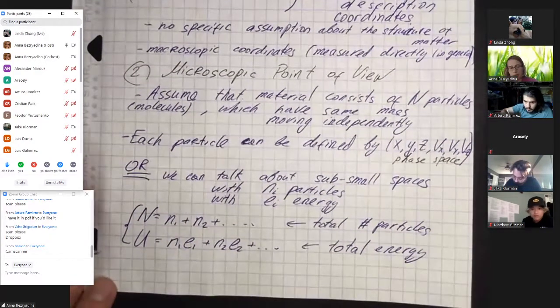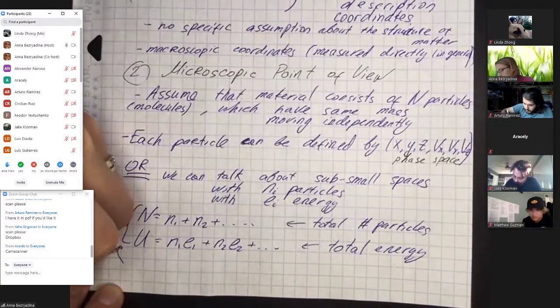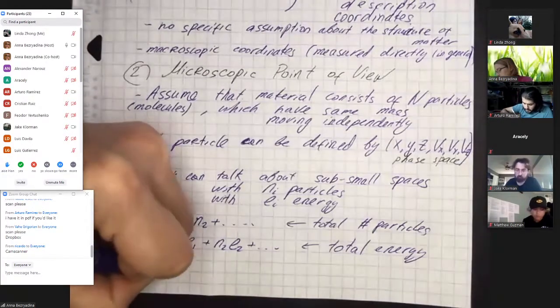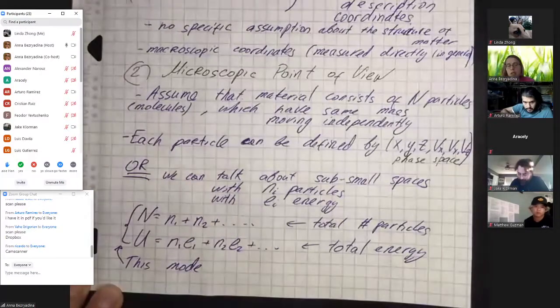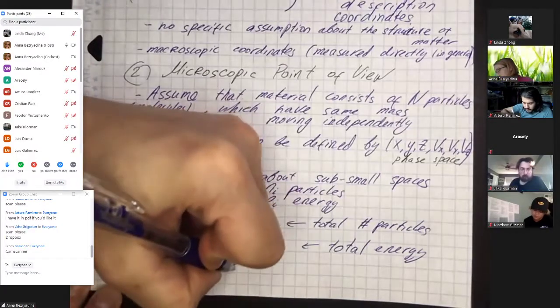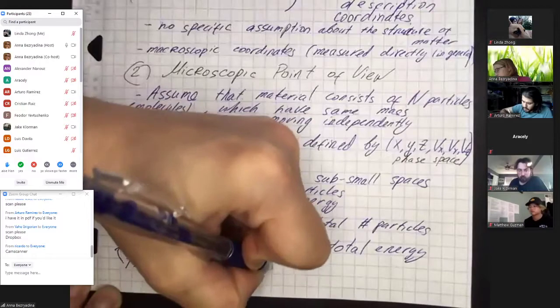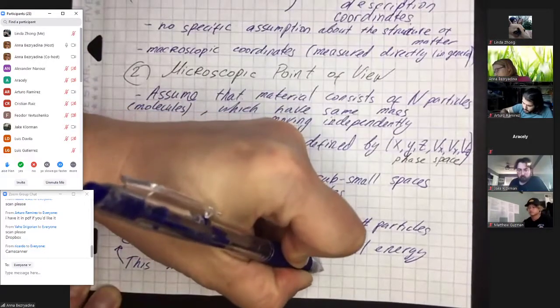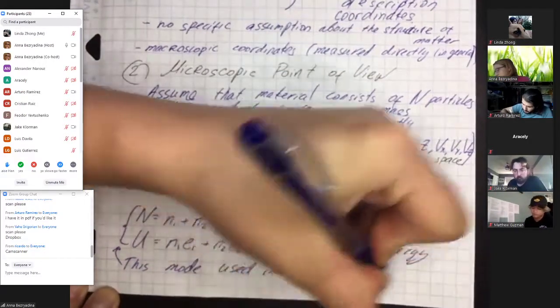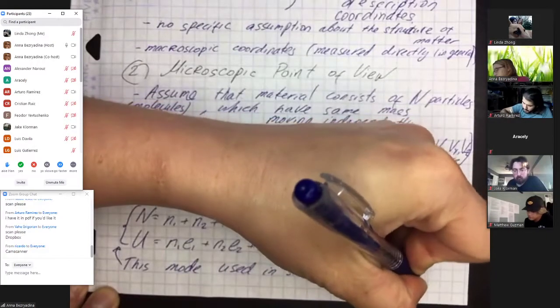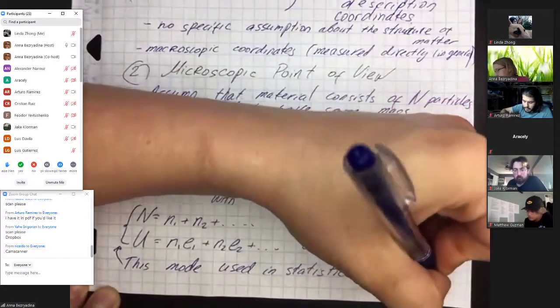And this model is used in statistical mechanics, and we'll use it later in the course.